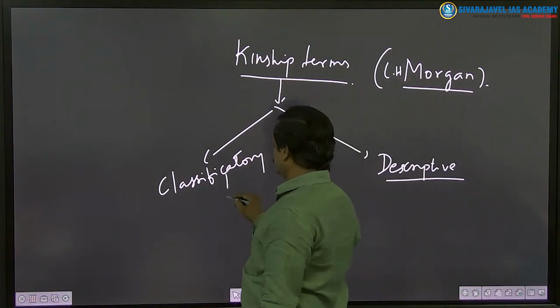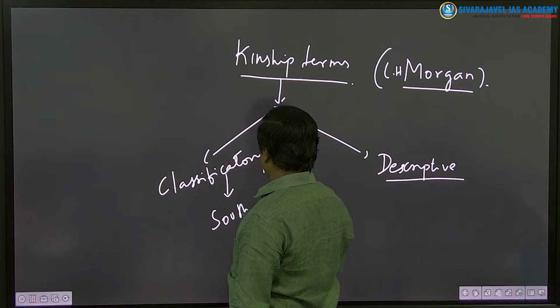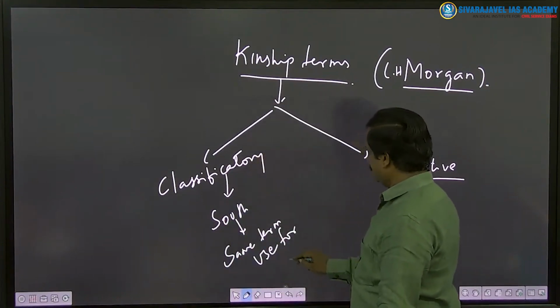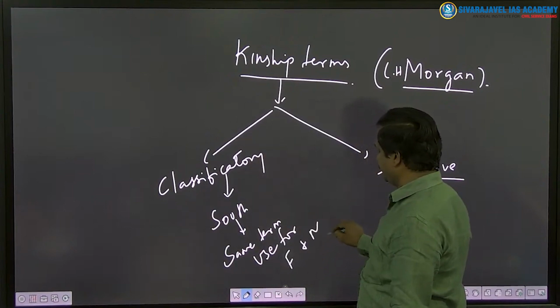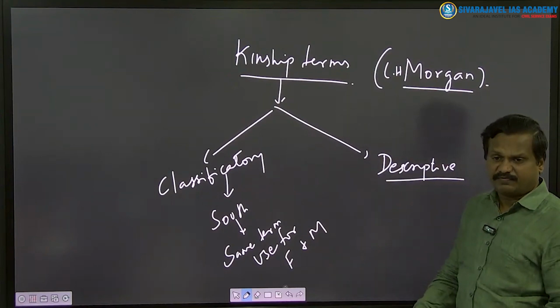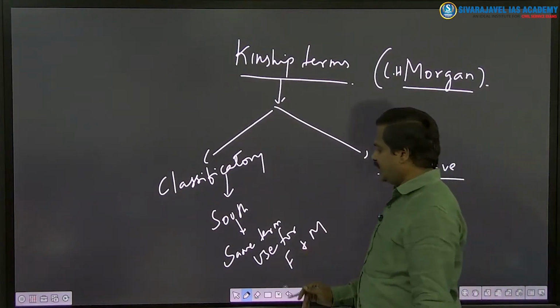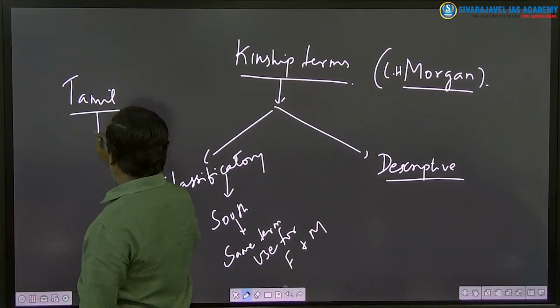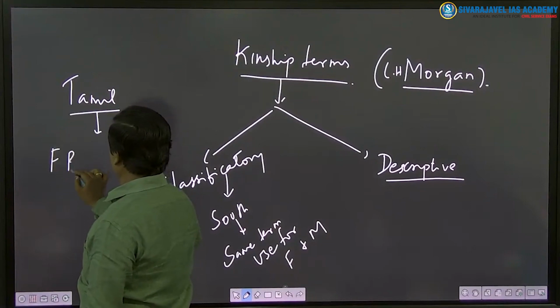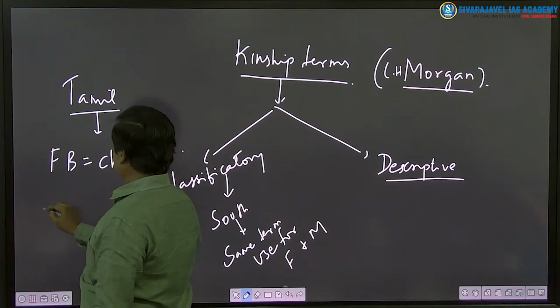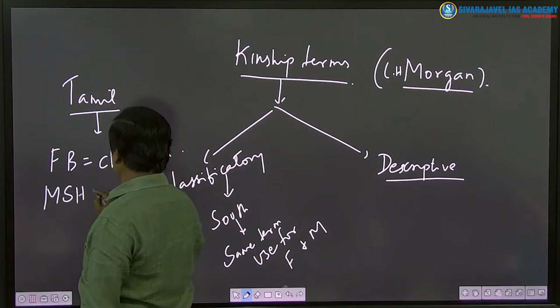If you go to South India, you use the same term for father side relative and mother side relative. I'll give you an example. In Tamil, father's brother is called Chittappa. Mother's sister's husband is also called Chittappa.